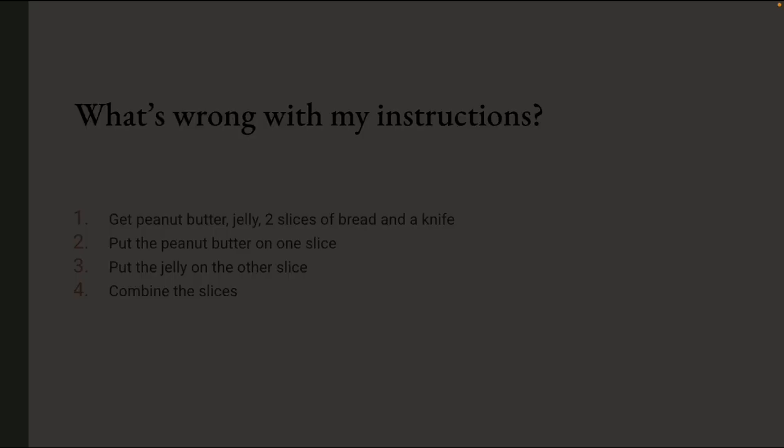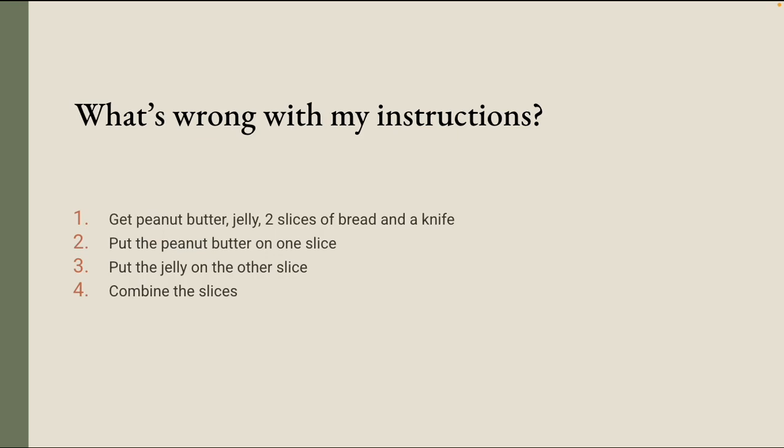So going back to my instructions, I said get all of this stuff, and then I said put the peanut butter on one slice. That could literally mean put the jar of peanut butter on the slice, but you as humans understand what I meant. A computer is not going to understand it. So you have to be very explicit in terms of your instructions for the computer, or it's not going to do what you wanted it to do.